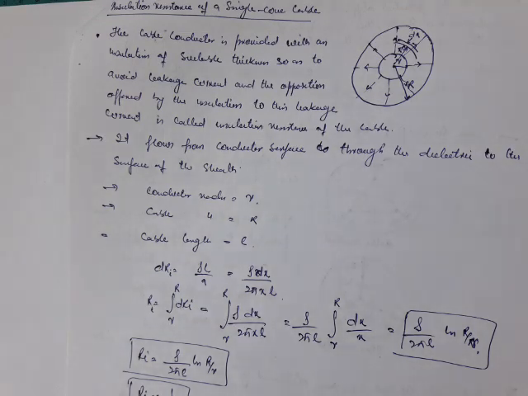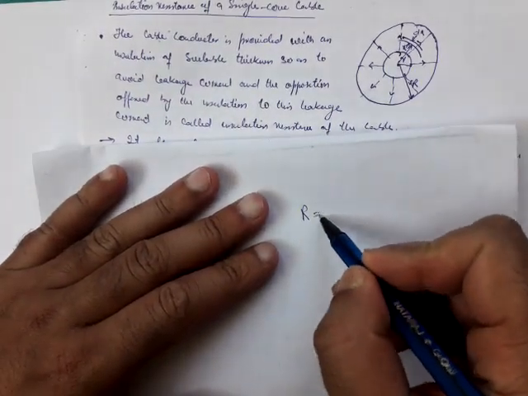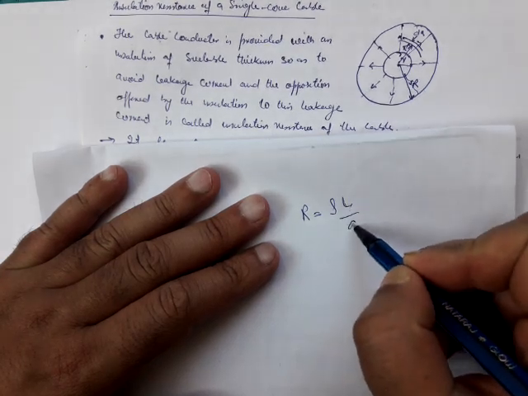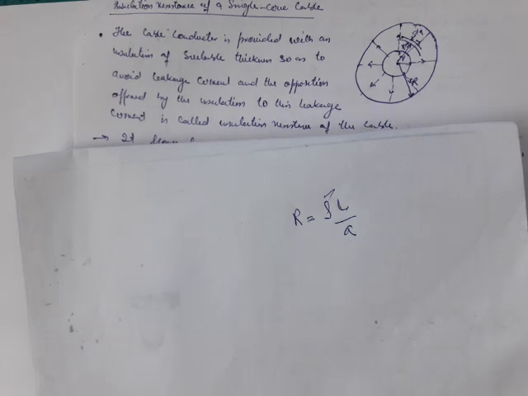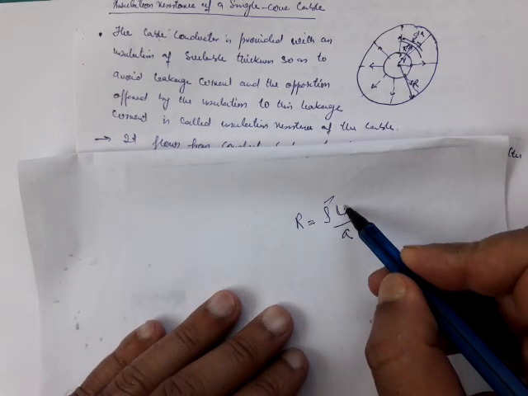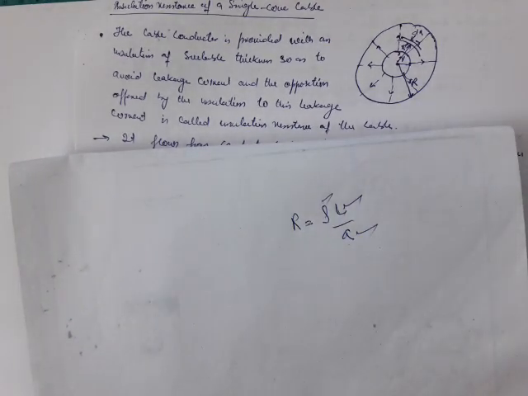Before going into this, I will try to make clear that we know the resistance in general is given by R equals rho L by A. This rho is the property of the material, known as resistivity, which tells how much resistance is offered by the material. It is independent of the length and area. L is the length and A is the area. But we have to specify this L and A.